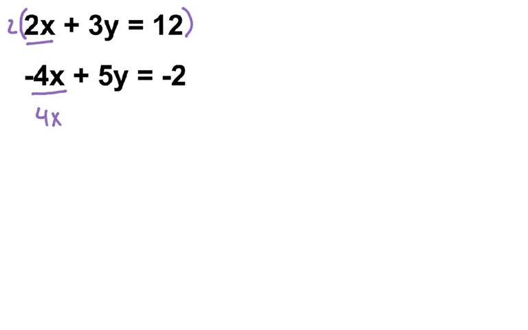Well, in order to keep these equations equivalent, I need to multiply that 2 to every term in the equation. So this would become 6y equals 24. Now I have what I need to eliminate, and the rest is exactly the same as the last lesson. So we add it up. Negative 4 plus 4 gives us that 0, so my x is eliminated.